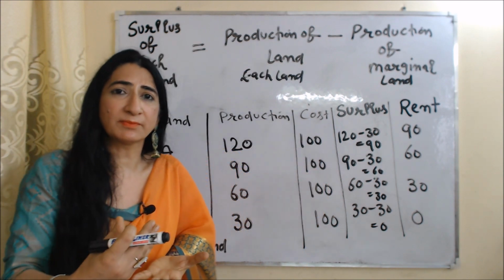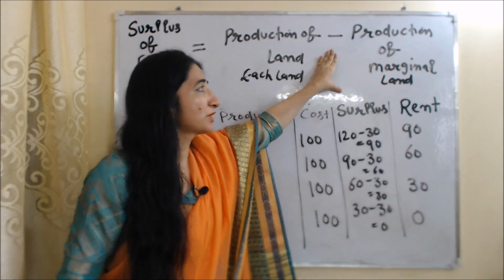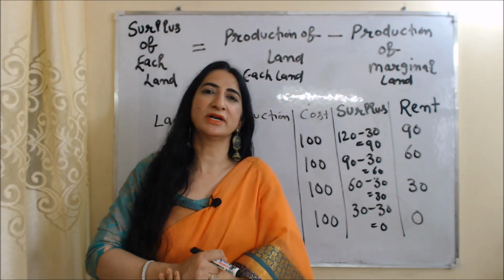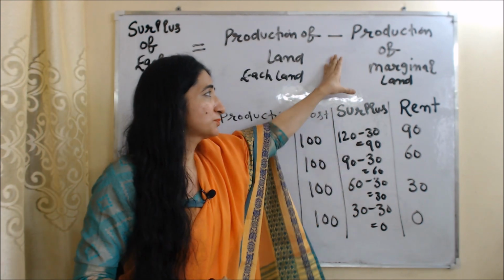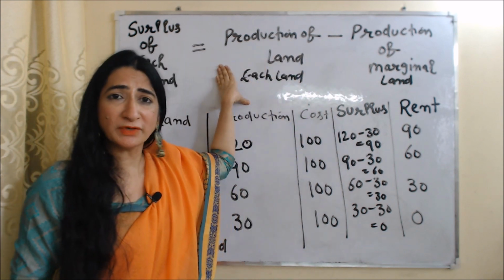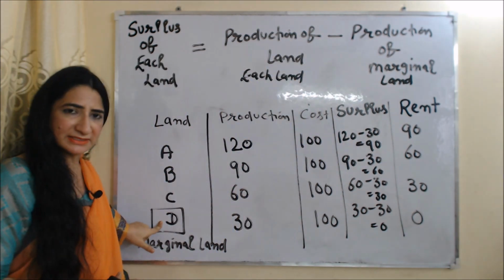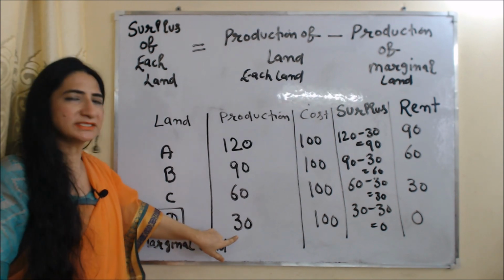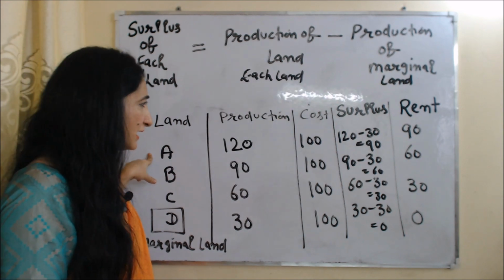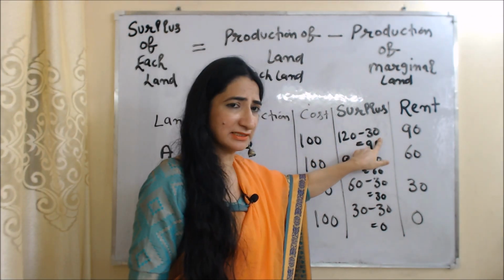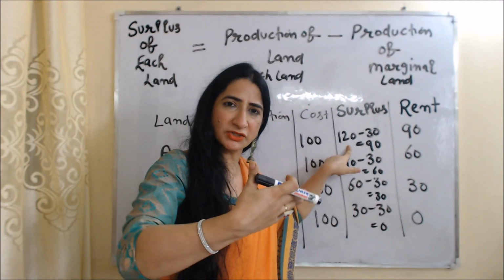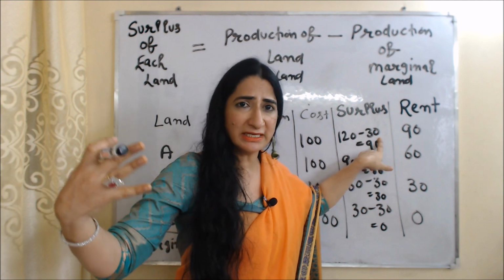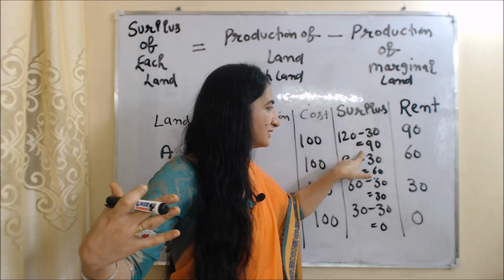We can calculate surplus of each land when we minus production of marginal land from the production of each land. Here our marginal land is D because D is giving very less output as compared to other land, and production of D is equal to 30. So surplus of A land is equal to 120 minus 30. 120 is production of A land and 30 is production of marginal land, or we can say that 30 is production of D land. 120 minus 30 is equal to 90.